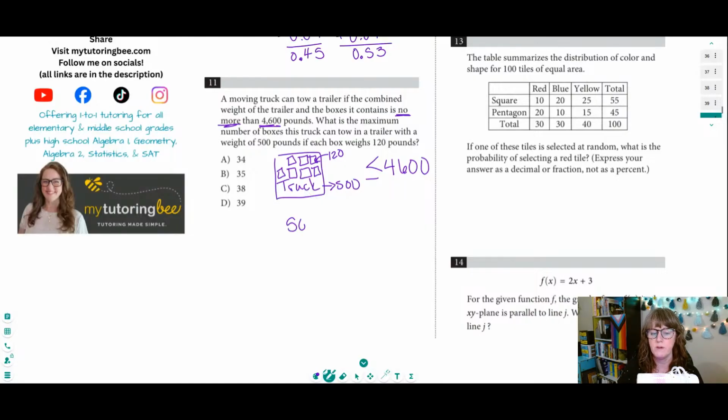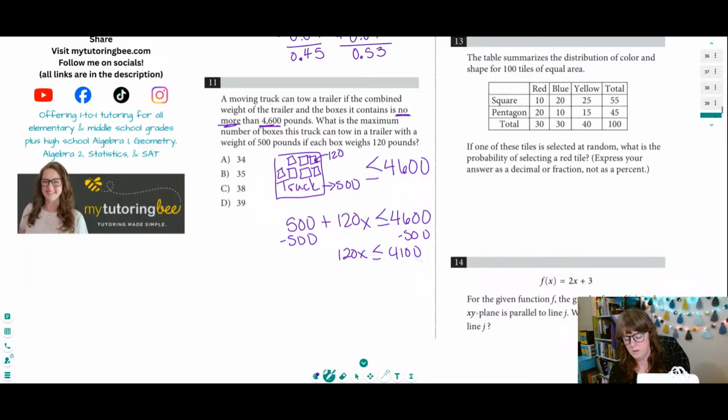So we've got the 500, that's what the truck weighs, plus 120x, right? X will represent the number of boxes that we have. We would multiply that number times 120, and all of that has to be less than or equal to 4,600. All right, so we subtract 500 from both sides. 120x is less than or equal to 4,100.